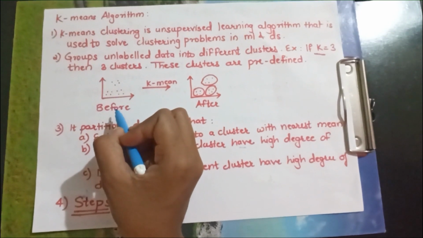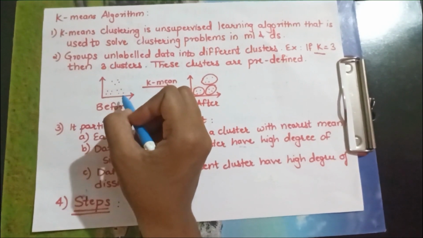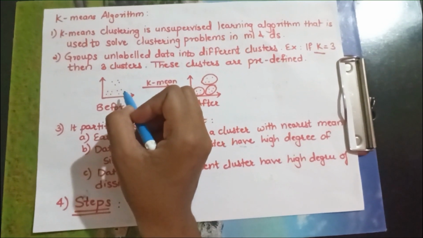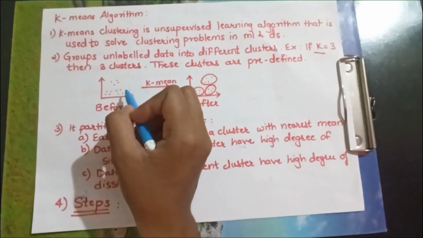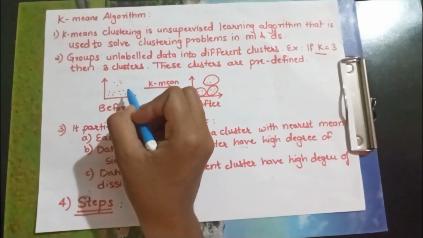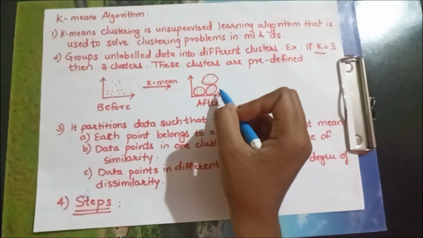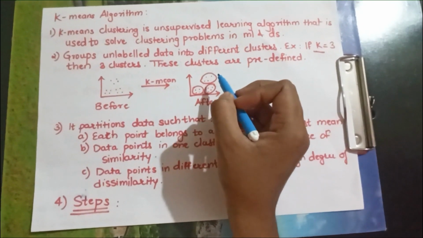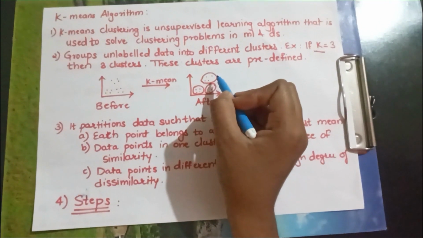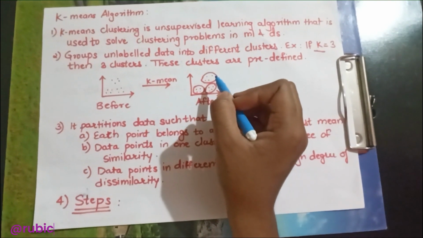Before K-means is applied, the data points in the data set are unorganized, or you can say they are not categorized into a particular group. But after applying K-means, the data points that are near to each other will be clustered into one group.